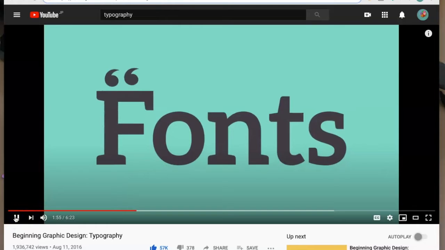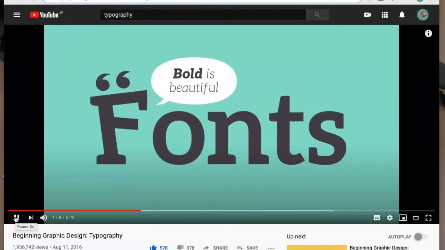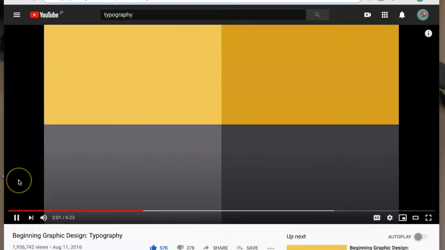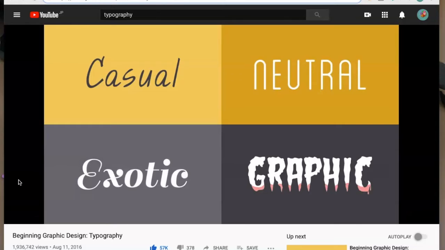They all have something to say beyond the words on the page. They can come across as casual or neutral, exotic or graphic.